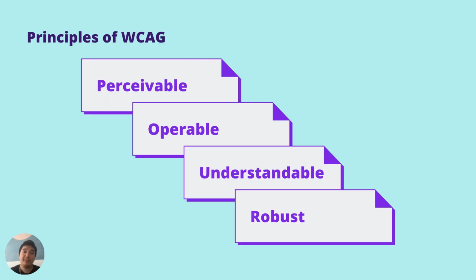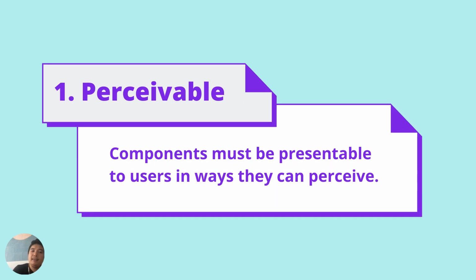So there are 4 principles of WCAG, and these will be the 4 lectures that we cover, one on each topic. So we have perceivable, operable, understandable, and robust. So we'll go ahead and unpack that one at a time, starting off with perceivability. So for content to be perceivable, components must be presentable to users in ways they can perceive. So that's quite a big statement.